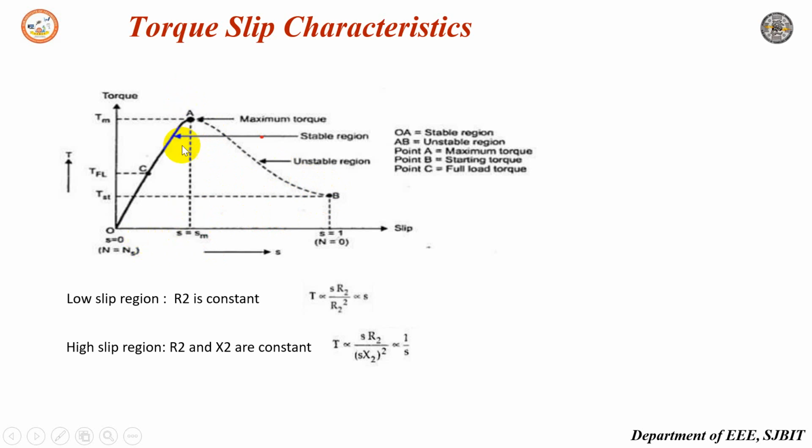The motor always operates in the ranges S equal to 0 to S equal to Sm, that is the low slip region, which is a stable operating region, and from Sm to 1, which is the high slip region, and it is a rectangular hyperbola. So the motor can continue to rotate at any point in this region. At S equal to 1, N is equal to 0. That means the motor produces a torque called starting torque, denoted as TST. So the entire torque slip characteristics are shown in this figure.